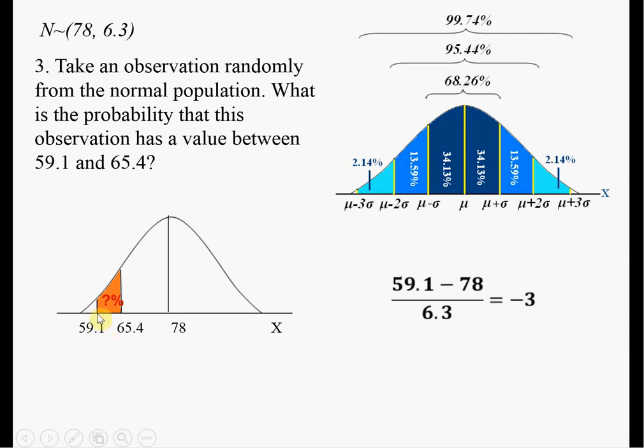In other words, from 59.1 to 78, the size of this area is half of 99.74%, so it is 49.87%. We know 59.1 is 3 standard deviations below the mean, so from 59.1 to the middle, to the mean, you should have half of the 99.74%. That's why you have half of 99.74%, which is 49.87%.